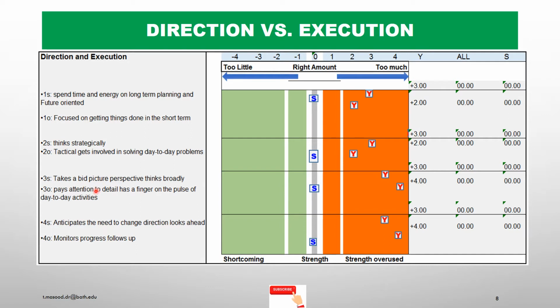In my third instance, takes big picture and thinks broadly, pays attention to detail, has a finger on the pulse of day-to-day activities. I stay at +3 and +4. On 4S and 4O, I stayed at 3 and 4. So now this area's strength is overused. If I stay in the middle, I am using the optimum or right amount of the strength. If I move to the left-hand side, this is a shortcoming of my strength.